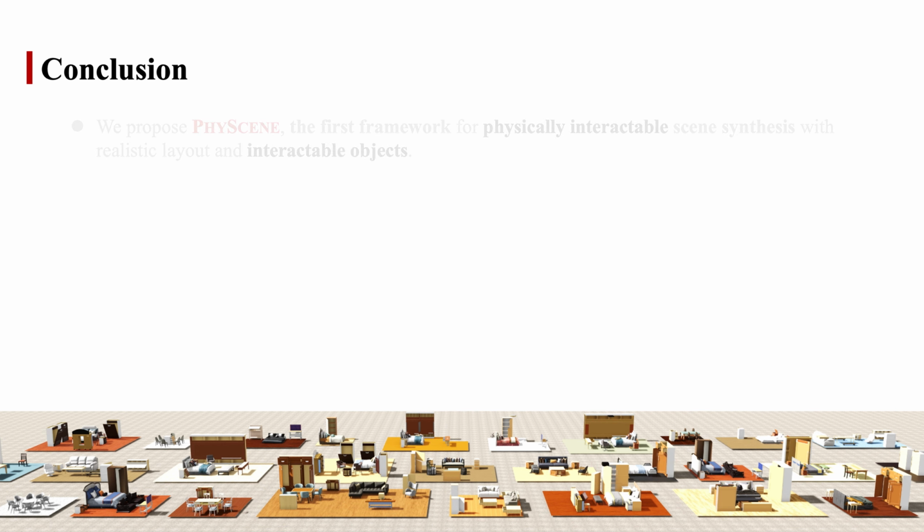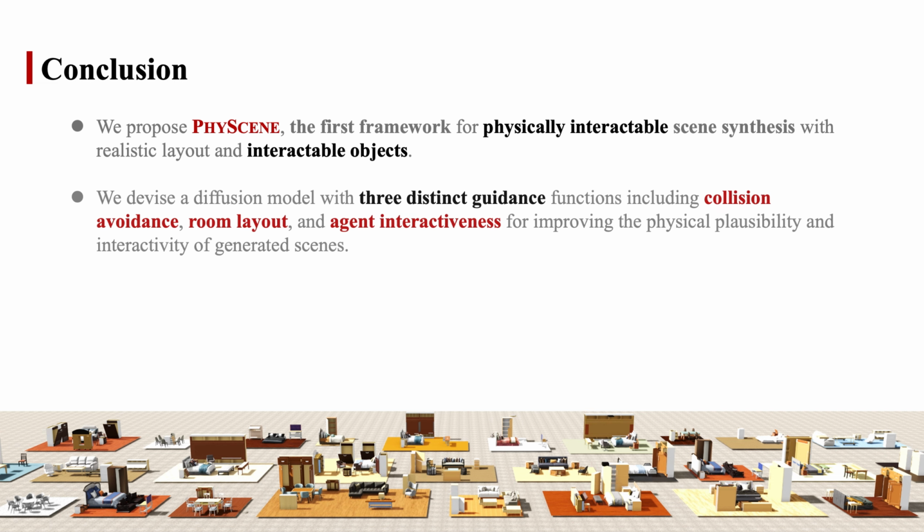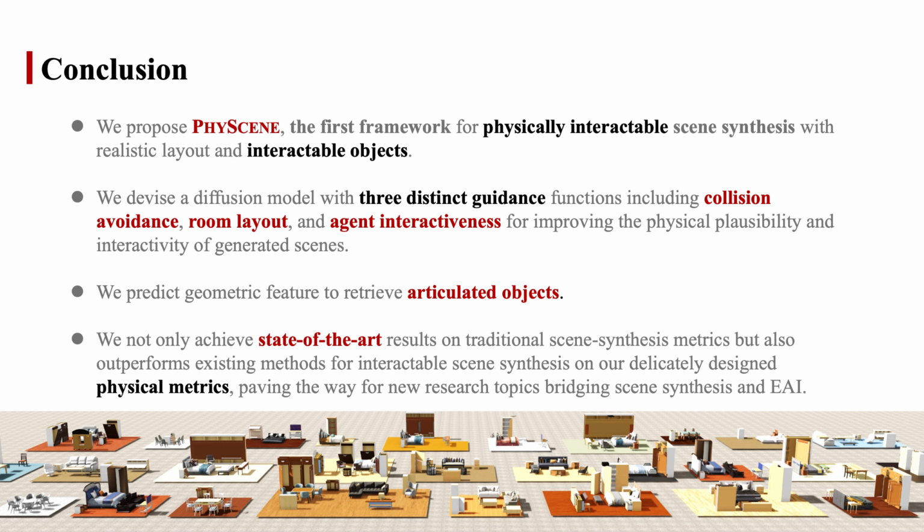In conclusion, we propose PhyScene, the first framework for physically interactable scene synthesis with realistic layout and interactable objects. We devise a diffusion model with three guidance functions, including collision avoidance, room layout, and agent interactiveness, to improve the physical plausibility. We predict geometric features to retrieve articulated objects. We achieve state-of-the-art results on both traditional scene synthesis metrics and our designed physical metrics, paving the way for new research topics bridging scene synthesis and EAI.